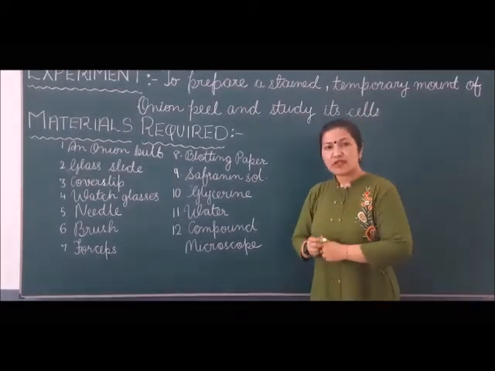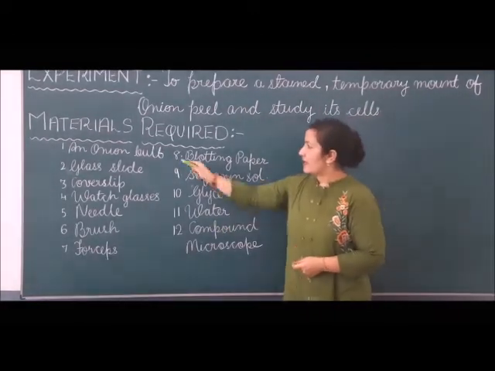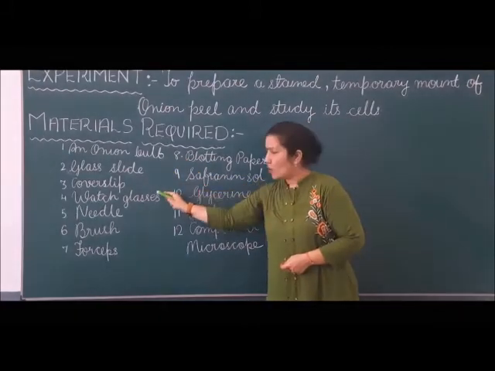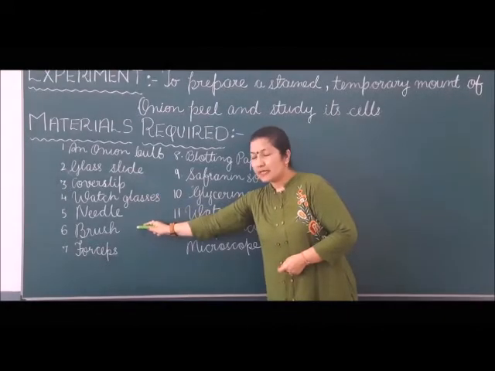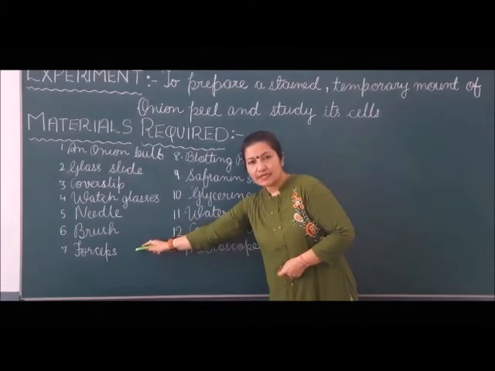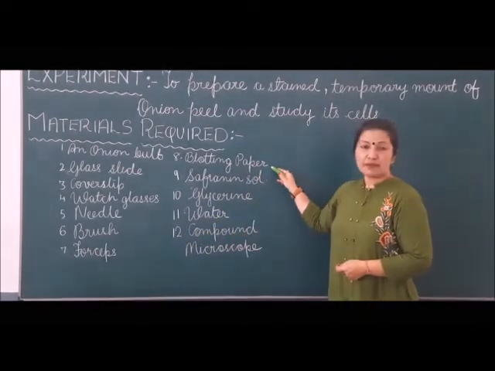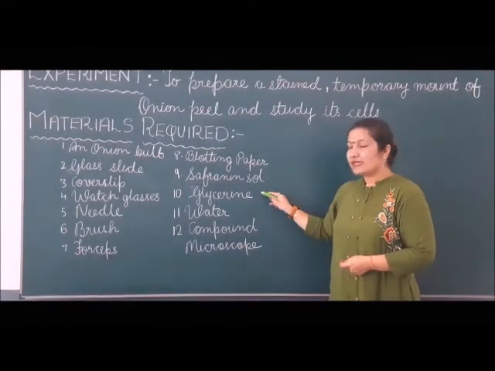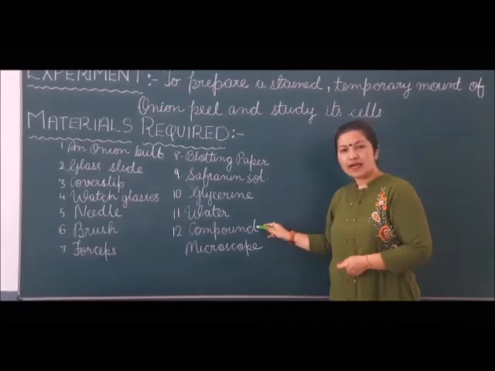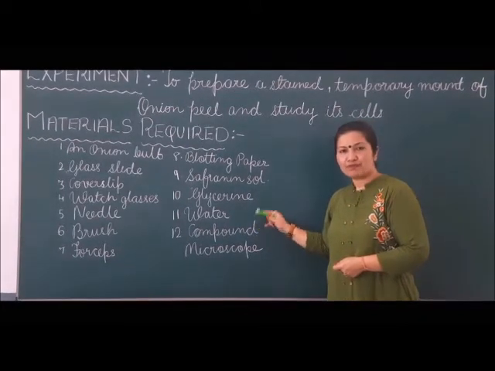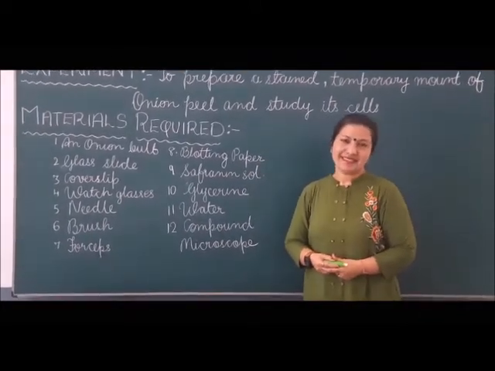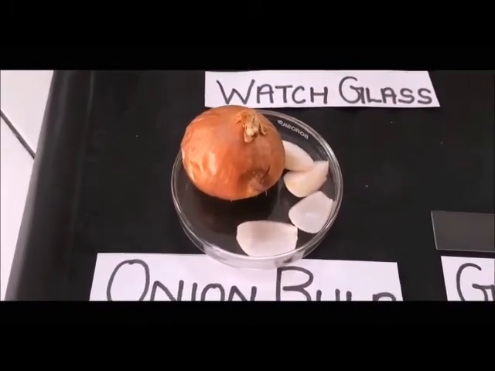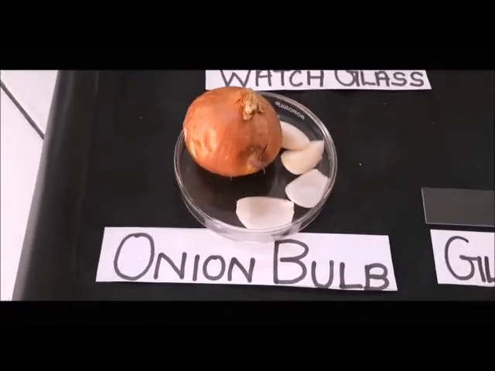Now the materials required for this are an onion bulb, a glass slide, cover slip, watch glasses, needle, brush, a pair of forceps. Then we require blotting paper, which is also known as filter paper, safranin solution, glycerine, water and a compound microscope. So let's start. Let us now see all the materials required for this practical, one by one.